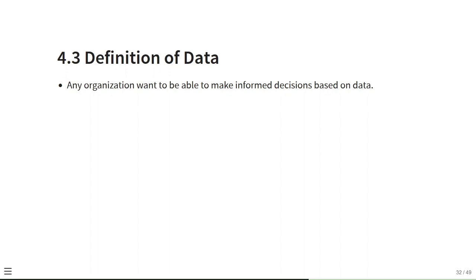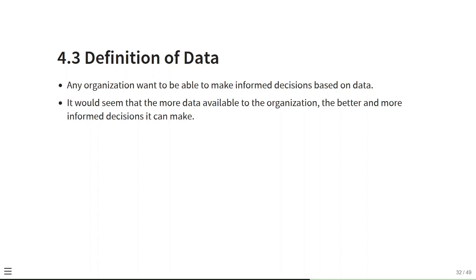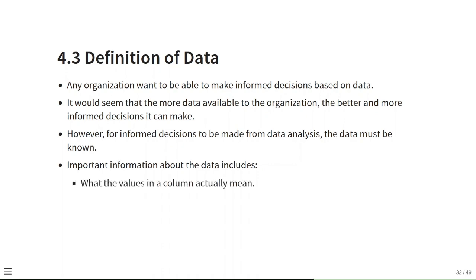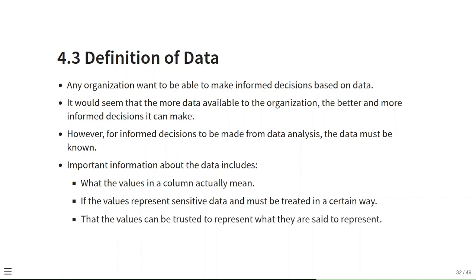Any organization wants to be able to make informed decisions based on data. It would seem that the more data available to the organization, the better and more informed decisions it can make. However, for informed decisions to be made from data analysis, the data must be known. Important information about the data includes what the values in a column actually mean, if the values represent sensitive data and must be treated in a certain way, and that the values can be trusted to represent what they are said to represent.